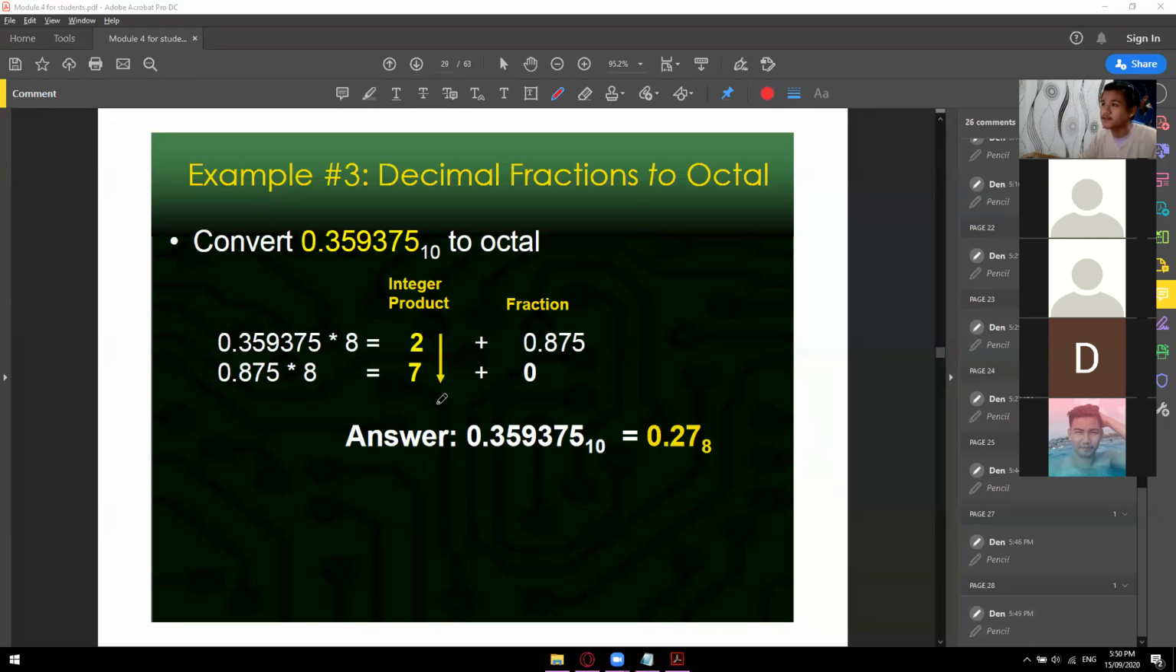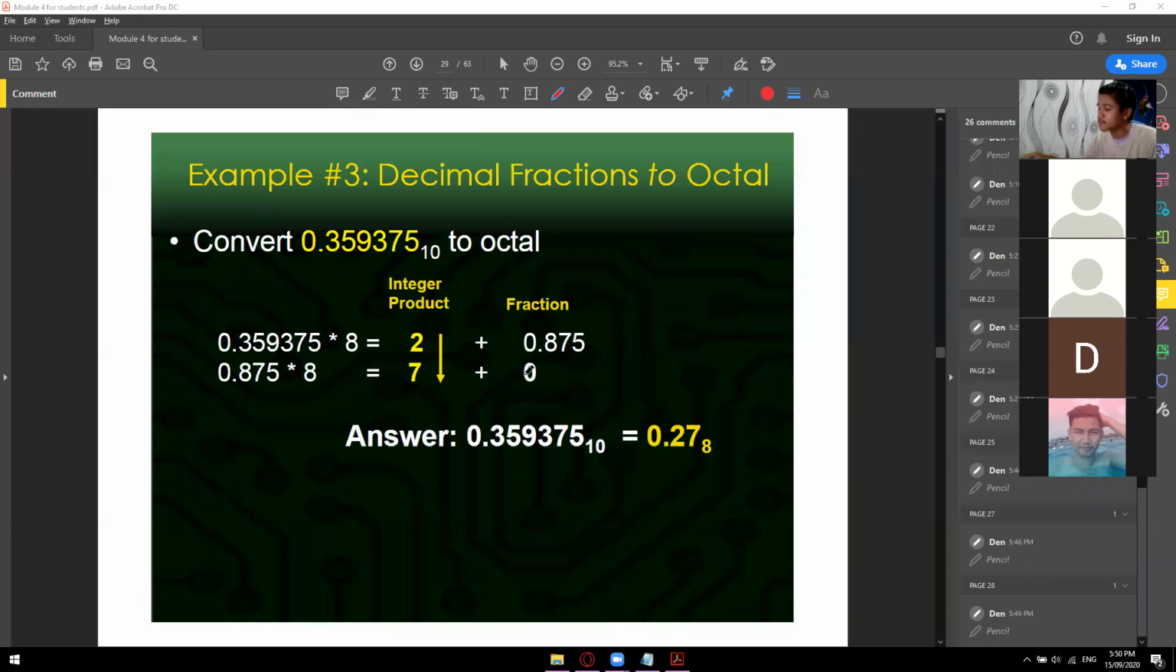Okay. So the next example is 0.359375 base 10. Now it is asking us to convert it to octal. So same process. Our multiplier now is 8 since we are converting to octal. So 0.359375 times 8, you will get 2.875. Just put here 2 and then 0.875 here. And then 0.875 times 8, you will get 7.